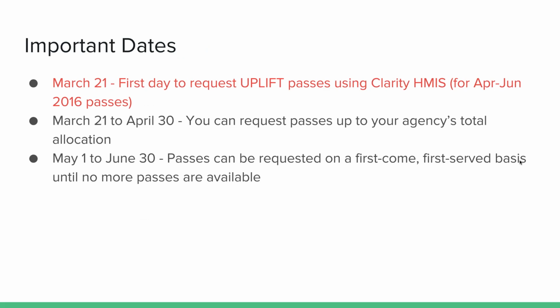Important dates. So the most important date to keep in mind is March 21st. That is going to be the first day you can request an UPLIFT pass for your clients for the quarter starting April 2016. And all passes have to be requested using HMIS. And just a recap of the allocation changes, from March 21st to April 30th, you can request UPLIFT passes up to your agency's total allocation. Starting May 1st, for the rest of the quarter, passes can be requested on a first-come, first-served basis by any participating agency until no more passes are available.